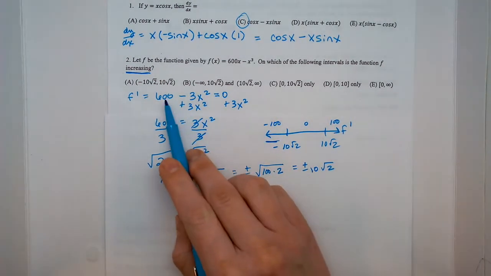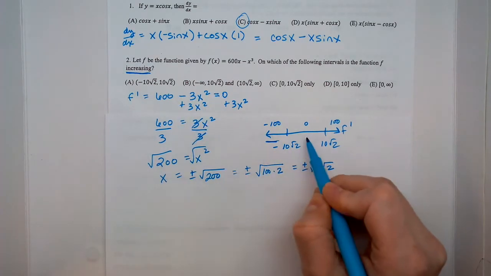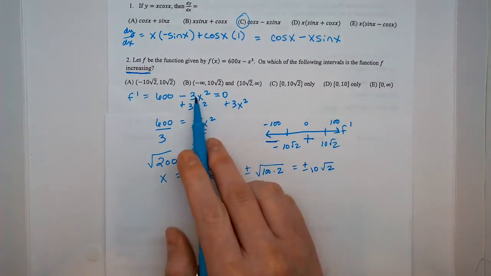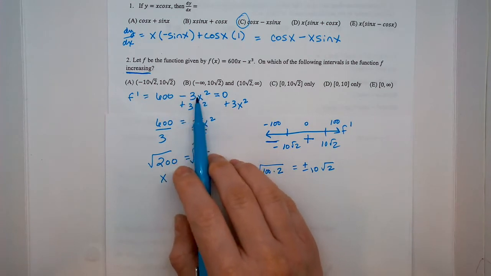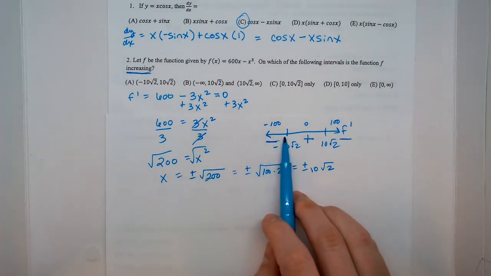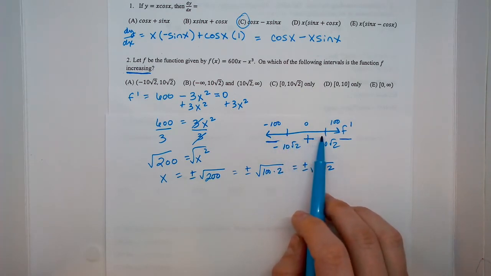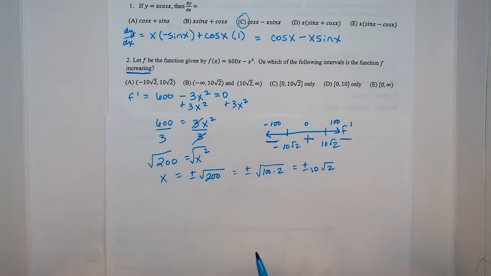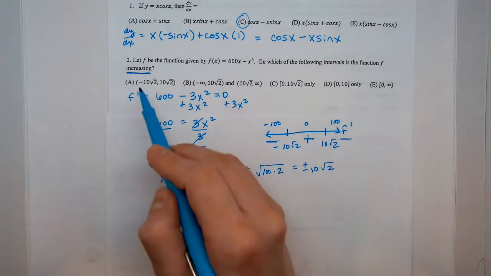If I plug in 0, I have 600 minus 0, and that's a positive. If I plug in 100, I have 600 minus a really large number, which again is negative. So the function is decreasing up until negative 10 root 2, increasing between negative 10 root 2 and 10 root 2, and decreasing after 10 root 2. So that means that our answer is A.